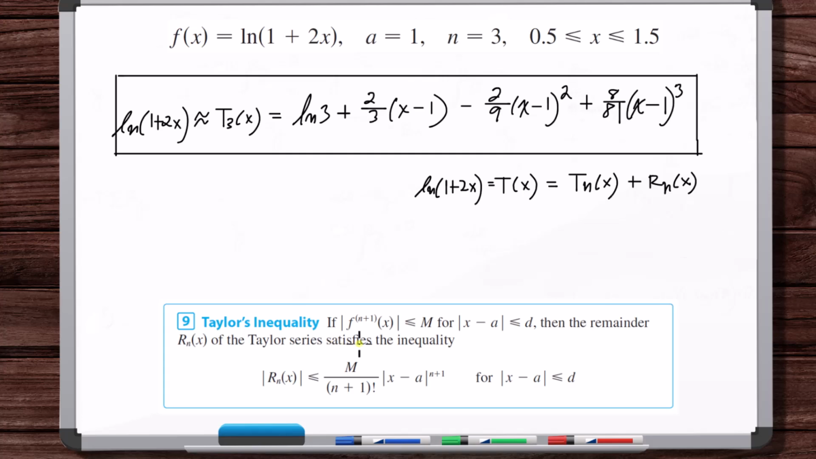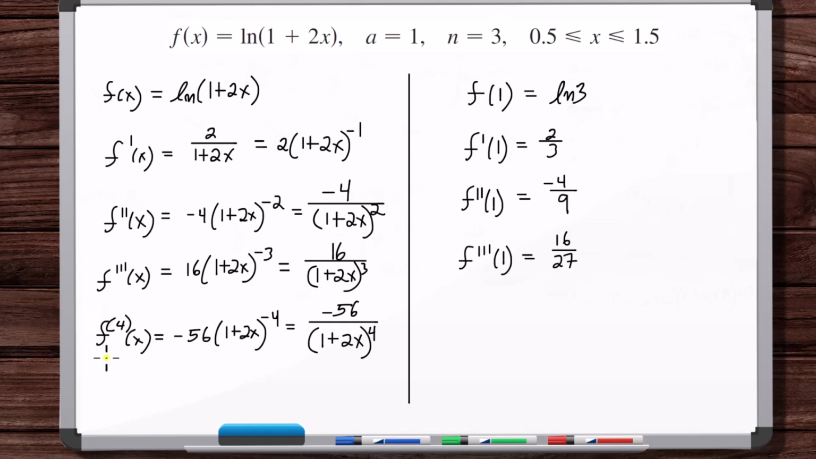So what is the absolute value of the n plus 1th derivative? Well, n is 3, so it's the 4th derivative. It's minus 56 over (1 plus 2x) to the 4th power.